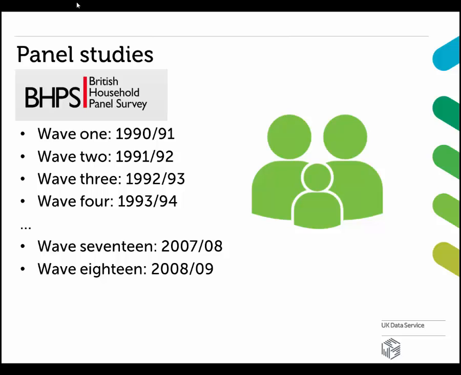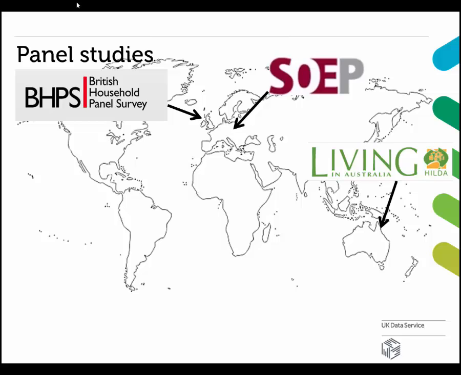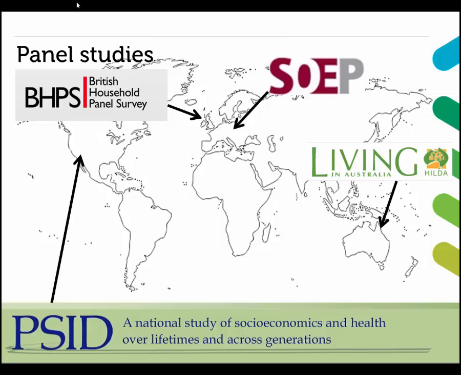These household panels exist in a number of countries. Germany has the socio-economic panel. There's the Household Income and Labour Dynamics in Australia survey, and the Panel Study of Income Dynamics in the United States. While they all differ slightly in their design and focus, they all ask questions about a wide range of topics, from employment, education, health, household income, and social attitudes to the same panel members over time. So a wide range of research questions can be answered using these data sets.